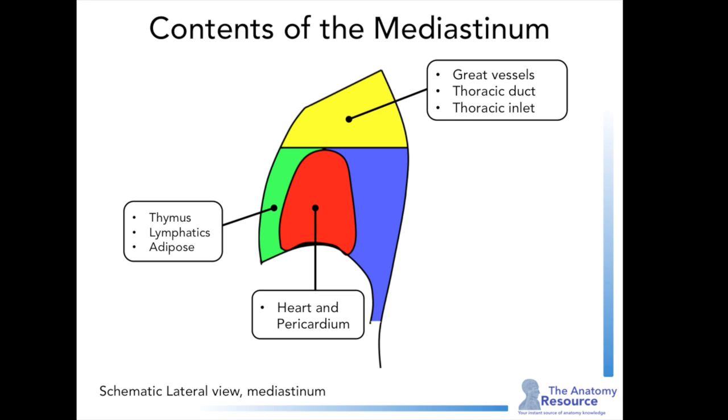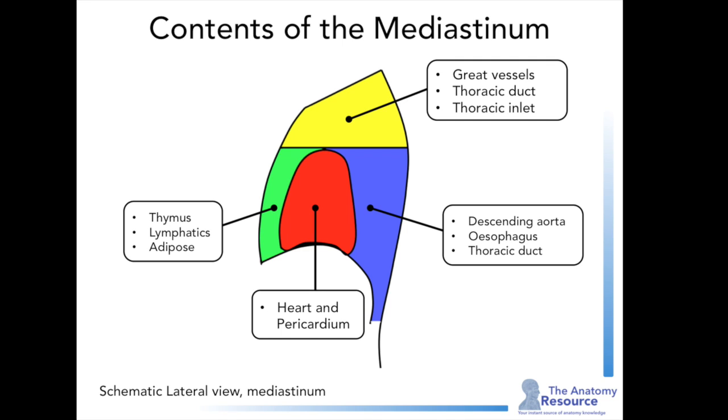In the middle we have the heart and its surrounding connective tissues, the pericardium. We've also got the very roots of the great vessels there. So obviously the arch of the pulmonary artery is there, the beginning of the arch of the aorta is there. The posterior aspect contains the descending aorta, esophagus, thoracic duct.